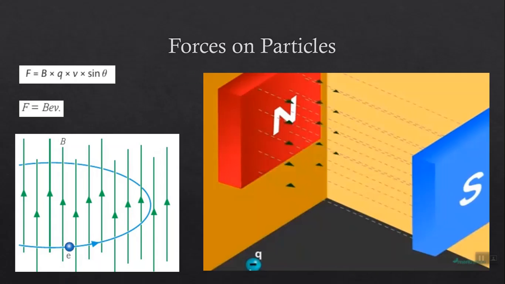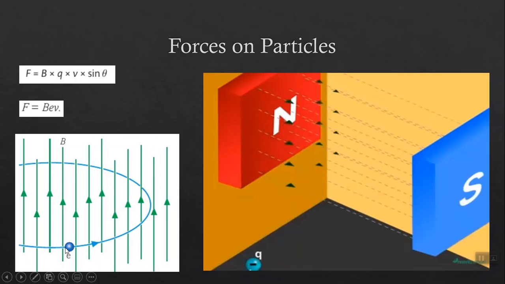Right. Now, force on moving charged particles. You have to be very careful with this one, because it's not just a force acting on a current carrying conductor. Always remember: if an electron is moving, make sure the current is opposite to the direction of electron movement. If a positive charge is moving, the direction of the current and the direction of movement of the positive charge would be the same.